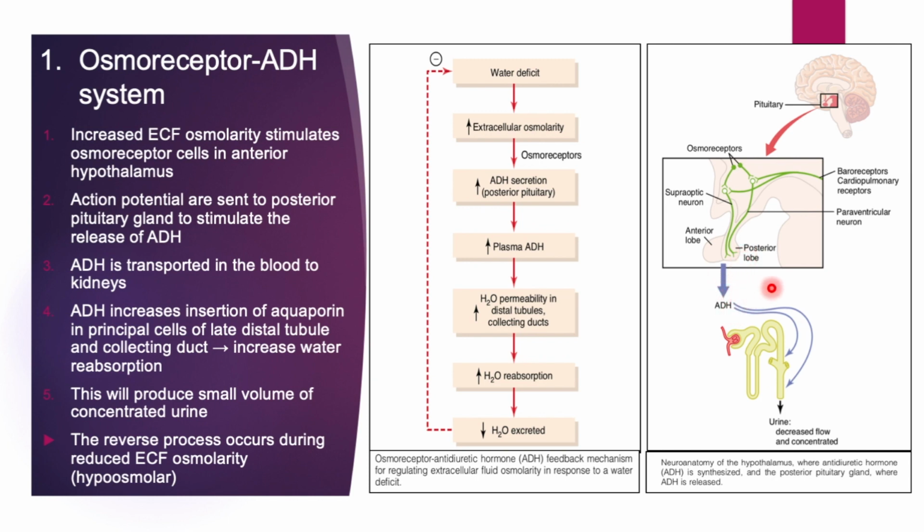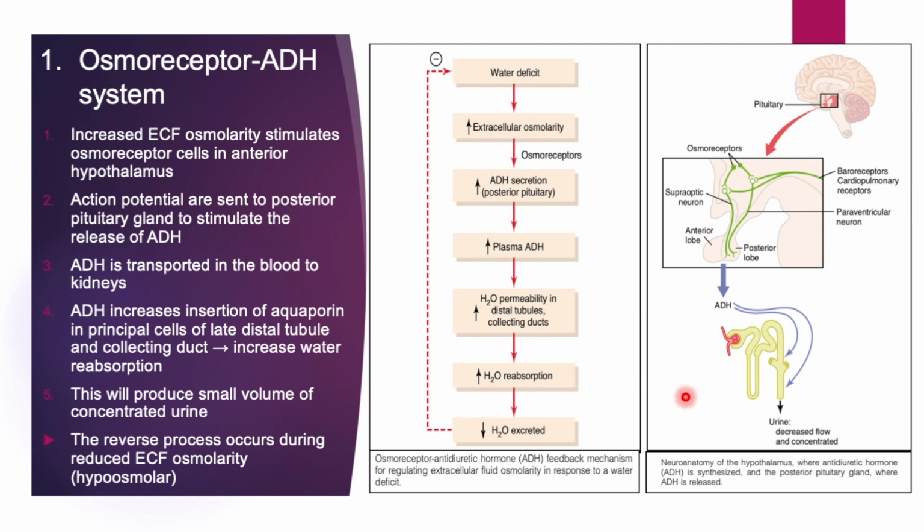ADH will enter the bloodstream and is transported to the kidneys, where it increases water permeability of the late distal tubule and collecting ducts. This will cause increased water reabsorption, and as a result, small volume of concentrated urine will be produced. Therefore, water is conserved in the body while sodium and other solids continue to be excreted in the urine. This causes dilution of the solids in the ECF, thereby correcting the initial concentrated ECF.